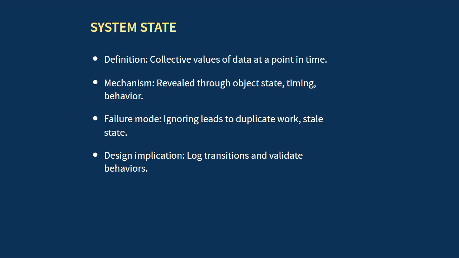Before we dive deeper, let's understand some core concepts that will guide our discussion. What are the key concepts we need to understand? These include system state, invariants, state transitions, invariant violations, and system invariants. Let's start with system state, which refers to the collective values of all data in your system at a particular point in time. What issues can arise if we ignore system state? Ignoring it can lead to problems like duplicate work and stale state, compromising system reliability.